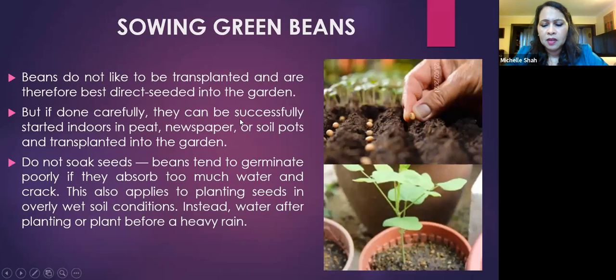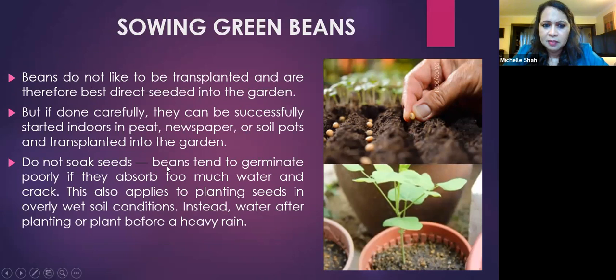Sowing of the green beans. Firstly, the beans do not like to be transplanted and are therefore best directly seeded into the garden. If it is done carefully, they can be successfully started indoors in peat, newspaper or soil pots and then transplanted into the garden. Do not soak the seeds, however.